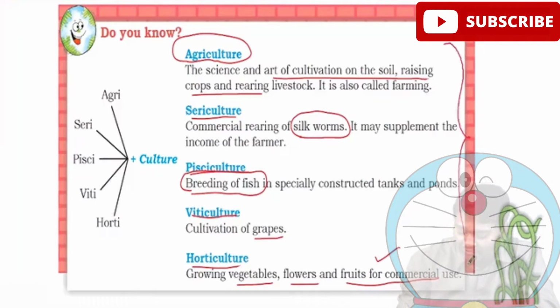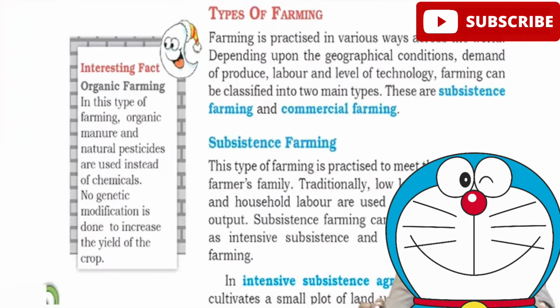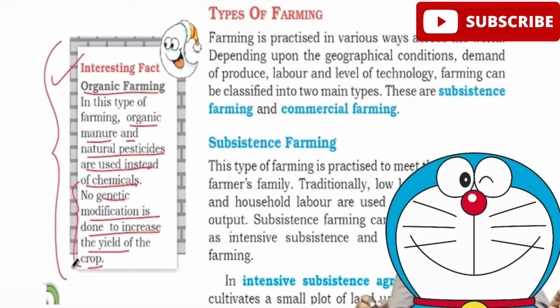All these are very important for us when we are talking about agriculture or different definitions. From prelims point of view, this fact is important. The next important thing is an interesting fact with respect to organic farming, where organic manure and natural pesticides are used instead of chemicals. Even genetic modification to increase the yield of the crop is not used. So GM crops do not come under organic. Chemicals also cannot be used in organic farming. So these two are very important for us.